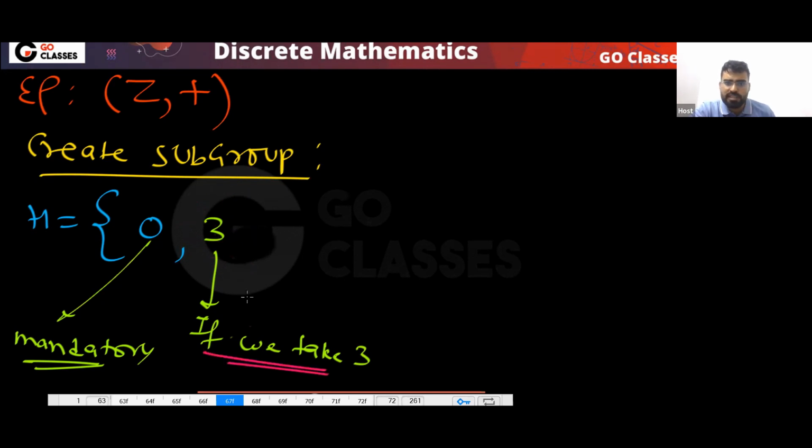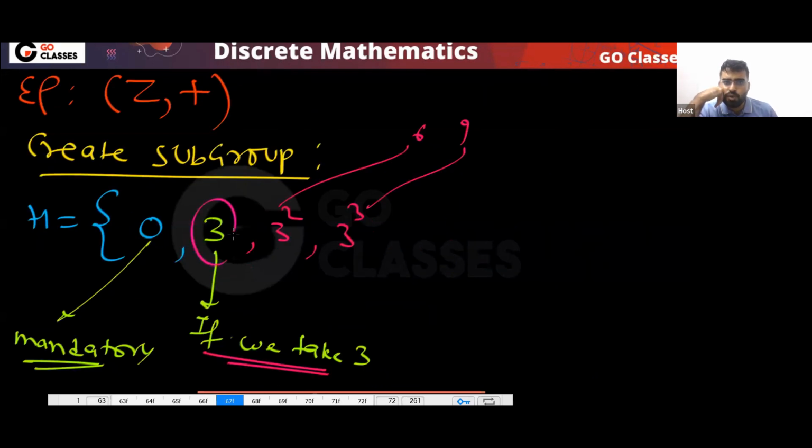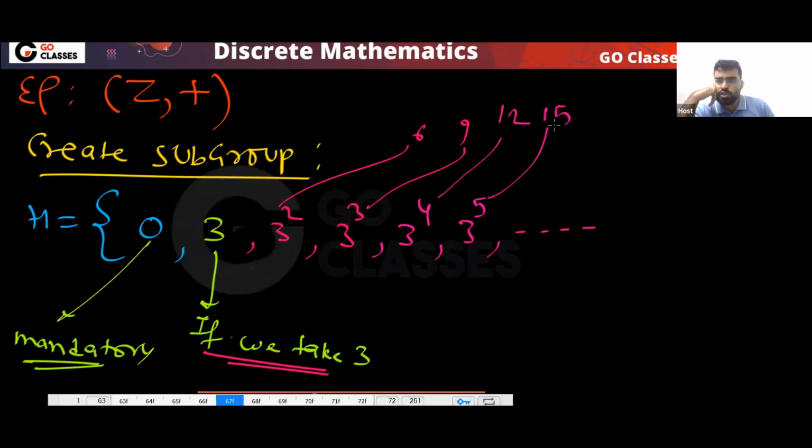So if we take 3, then I have to take 3 square. Now because of these two, I have to take 3 cube. Remember, 3 square is 6. Remember, 3 cube is 9. Does anyone have any doubt why we are taking a square, a cube, a power 4? Because of closure property. If you take 3, then 3 plus 3 should be there. This is your 3 plus 3 plus 3. Similarly, 3 power 4 will be there, that is your 12. Similarly, 3 power 5 should be there, that is your 15.